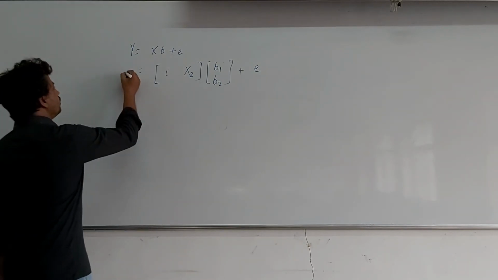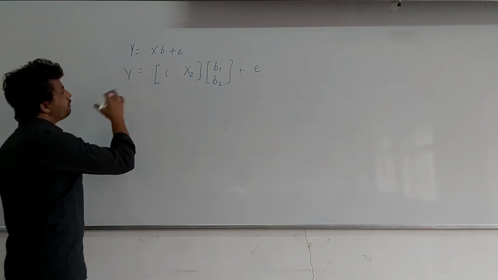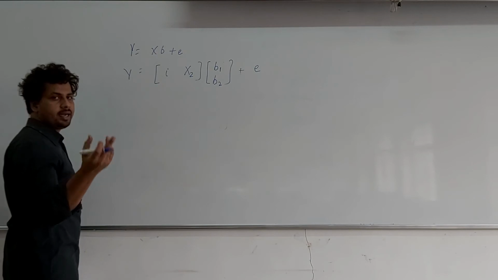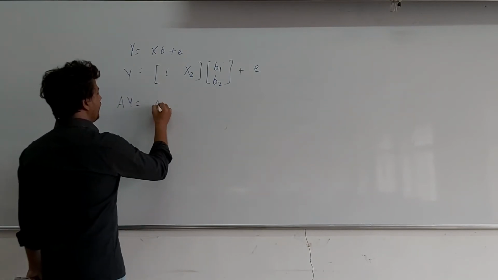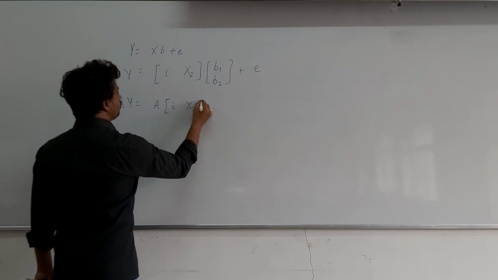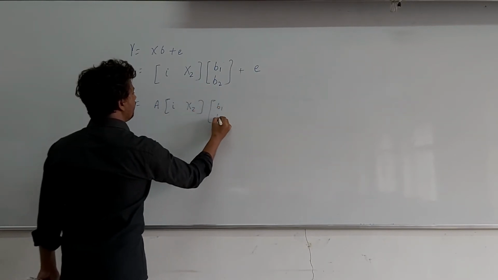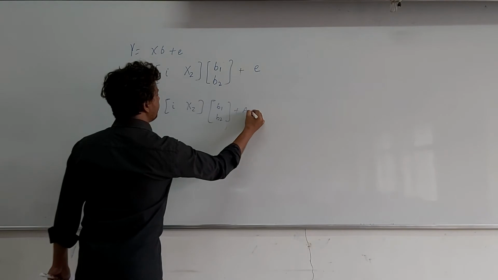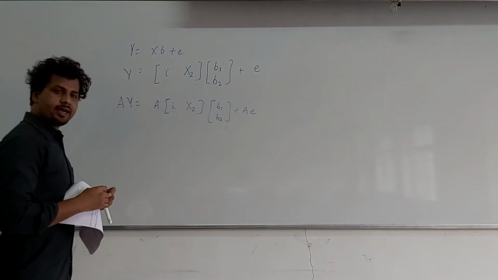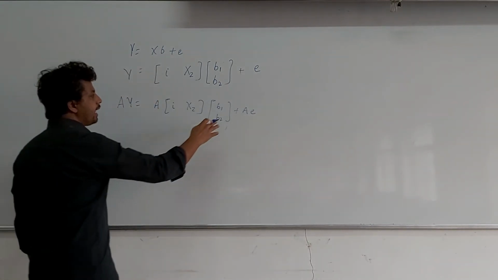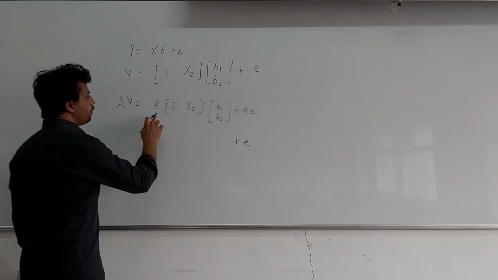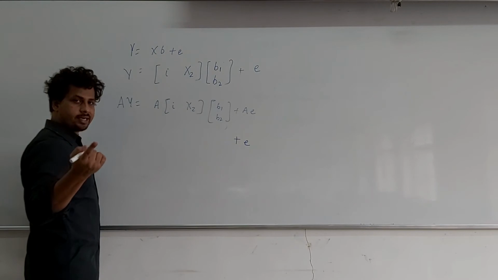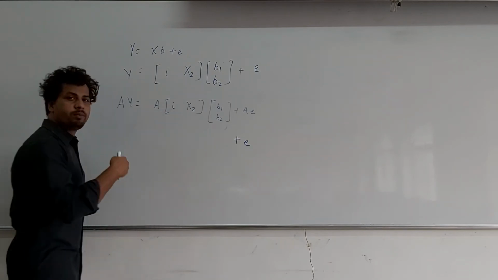चलेगा? Now what I do, I pre-multiply both the sides of the expression by a. So a times y. Now a times i x2 b1 b2 plus a times e. तो अभी हमने एक रिजल्ट क्या देखा था, that a times e तो e ही रह जाएगा. So let me write it here as e. Now a times i will be 0 and a times x2 means what?